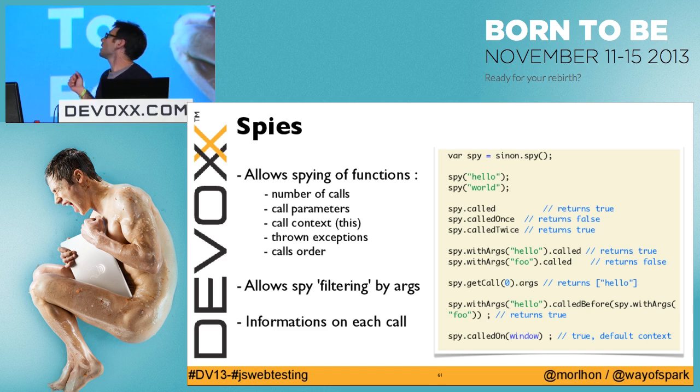There is a complete spy API, with examples on the right. The API is very complete. For example, in Jasmine, there are also spies, where you can check if the spy was called or not called. In Sinon, you can check if the spy was called, if it was called once, called twice, called thrice. You can filter the calls. For example, you can ask if the spy with argument hello was called, or was called once. It cascades the API.